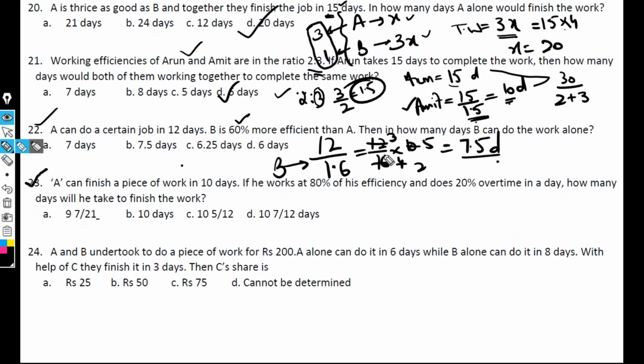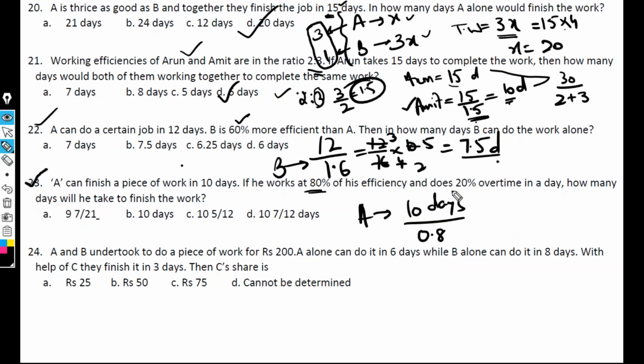So in this case, we simply need to focus on one part, as it is given to us that A will complete the work in 10 days, and his working efficiency is 80%. If his efficiency is 80%, he will take more days. So divide by 0.8, as we did in the previous question. Now this will be the time taken.